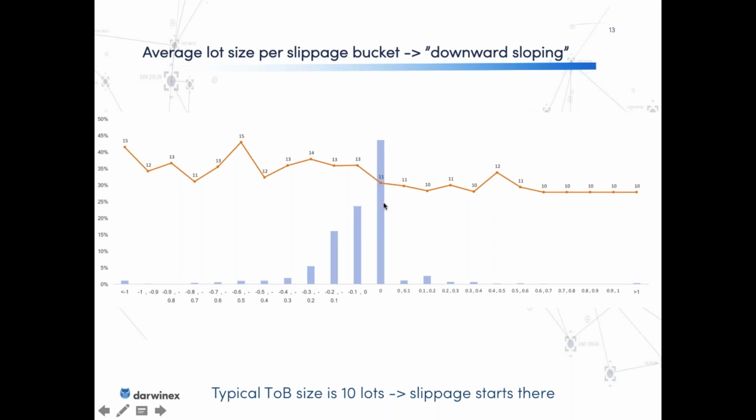But also, as you increase the average lot size, for the trades that got slipped by minus 0.5, it's 12. So you can see it's bigger than on the right hand side. Bigger clip sizes tend to have negative slippage, as you would typically expect. So that is in line with the experience. The drop-off point starts to happen at about 10 lots, as we've seen before. Up to 10 lots, you're in the top of book, no slippage. Thereafter, you start getting slipped.